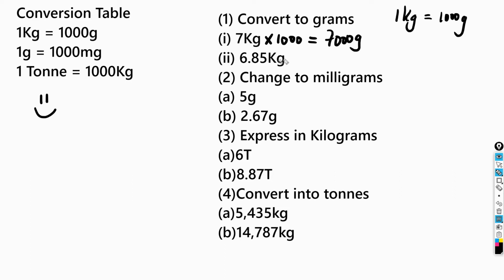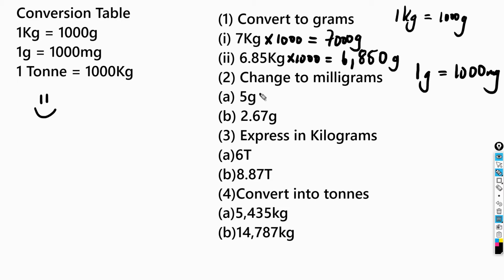The next one, same thing. This is in kilograms, and 1 kilogram is equal to 1,000 grams, so we multiply by 1,000 and end up with 6,850 grams. For the next one, it says change to milligrams. We have 5 grams, and we know that 1 gram is equal to 1,000 milligrams, so we multiply 5 by 1,000 and get 5,000 milligrams.